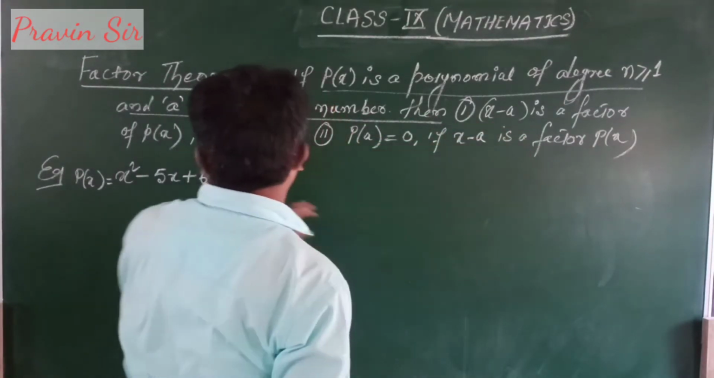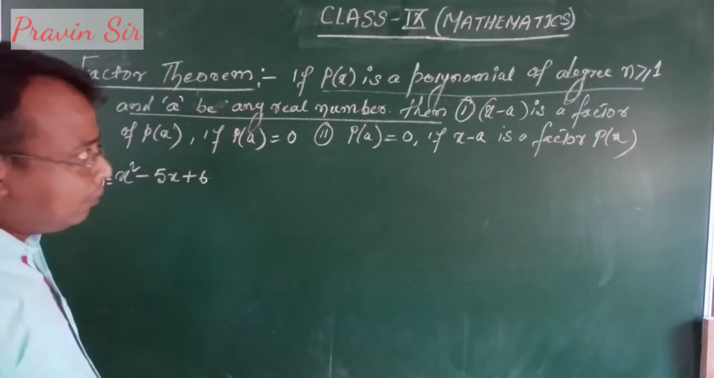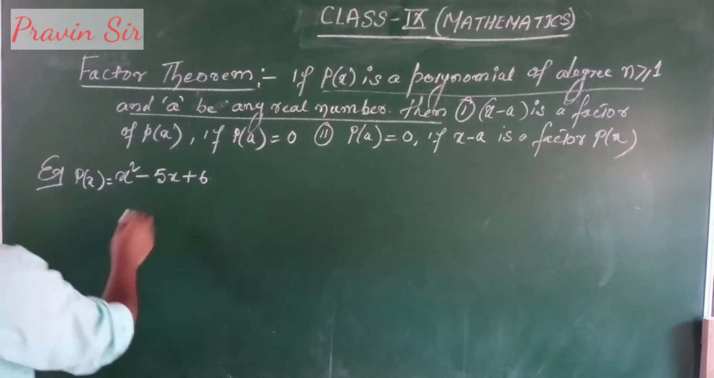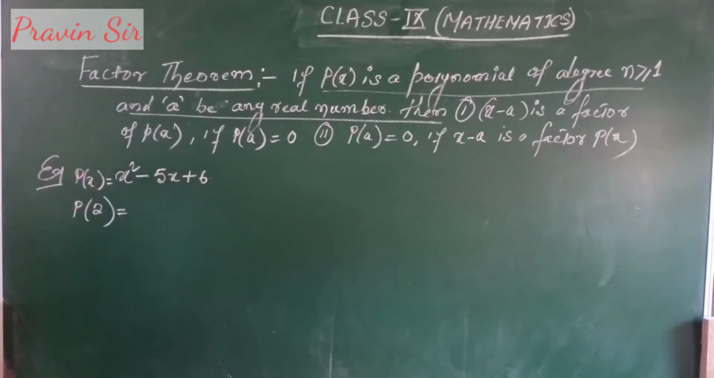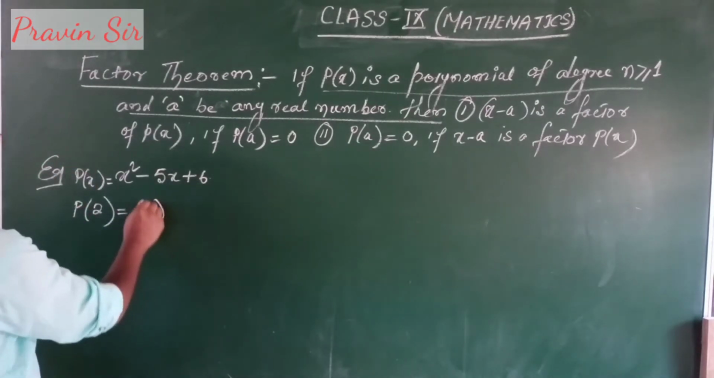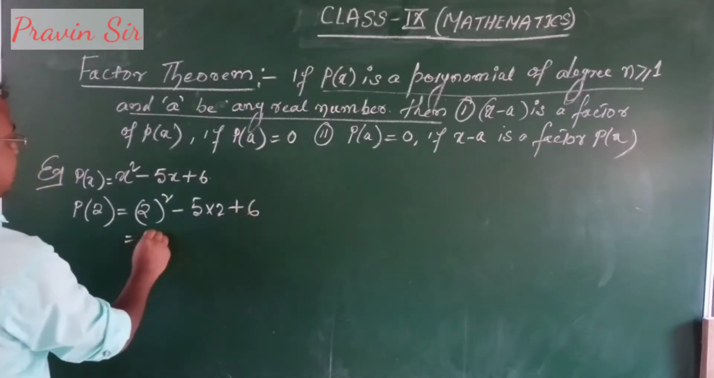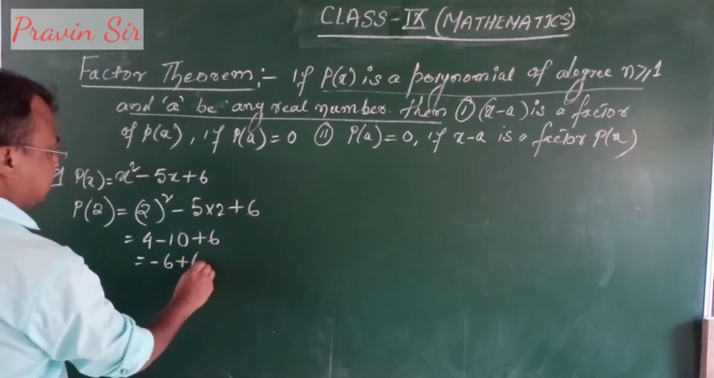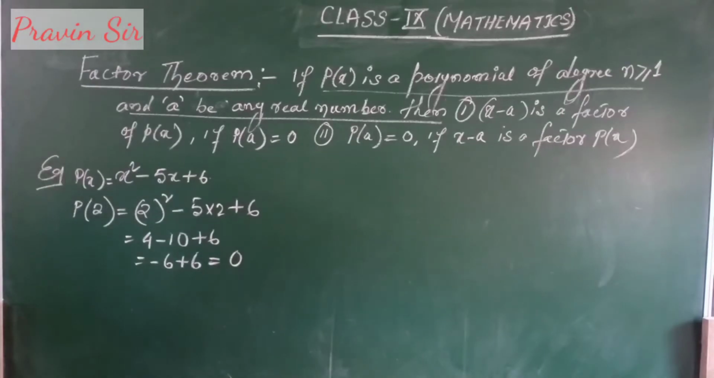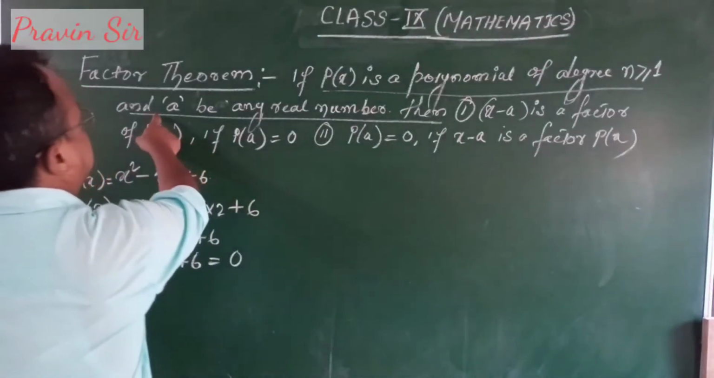Now, x minus a is a factor of p(x) if p(a) is equal to 0. Let us try to understand what is written in that part. Suppose if I put 2 in place of x here, let us see what answer we get. 2 squared minus 5 into 2 plus 6. So it is 4 minus 10 plus 6. So it is minus 6 plus 6, which is equal to 0. So after putting x is equal to 2 here, I am getting the answer 0.